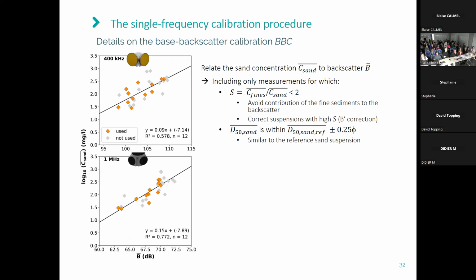However, applying strictly these criteria of the standard Topping and Wright method, I had no measurements that corresponded to these criteria. That's why I had to extend these criteria, using an S smaller than 3, and here 0.4.